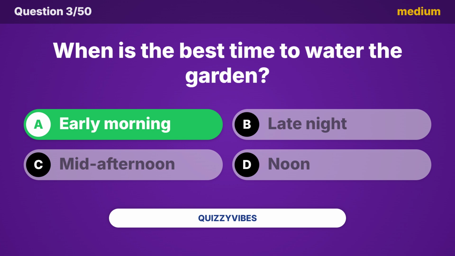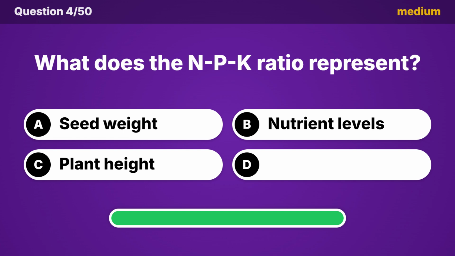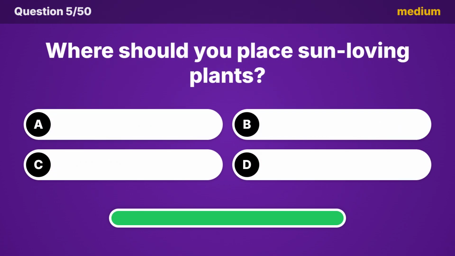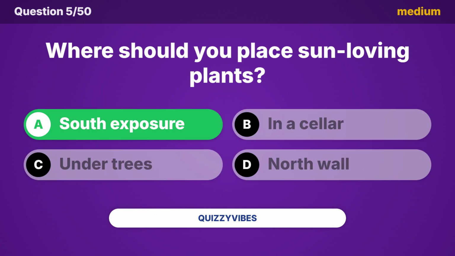Answer: early morning. What does the NPK ratio represent? The answer is nutrient levels. Where should you place sun-loving plants? The answer is south exposure.